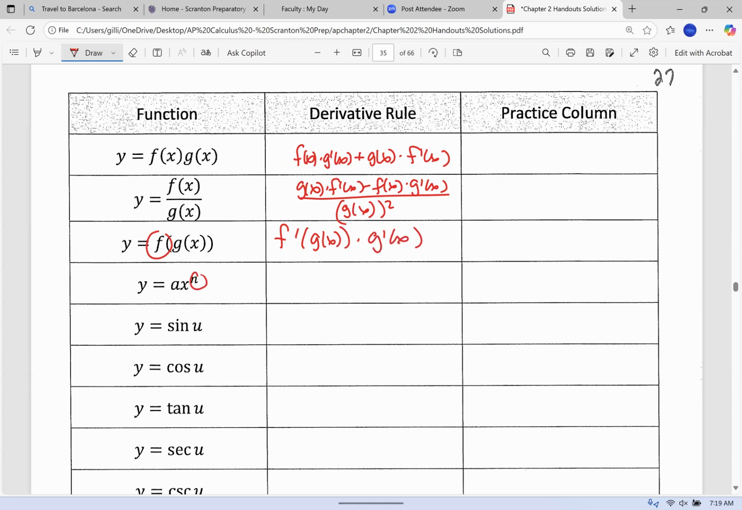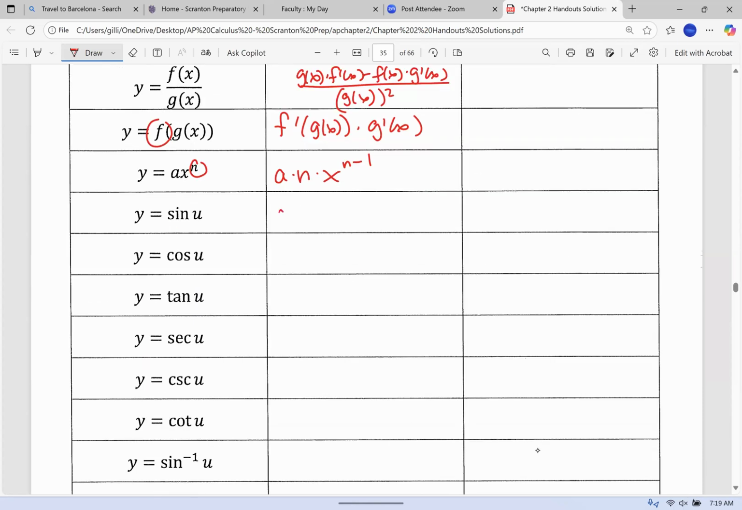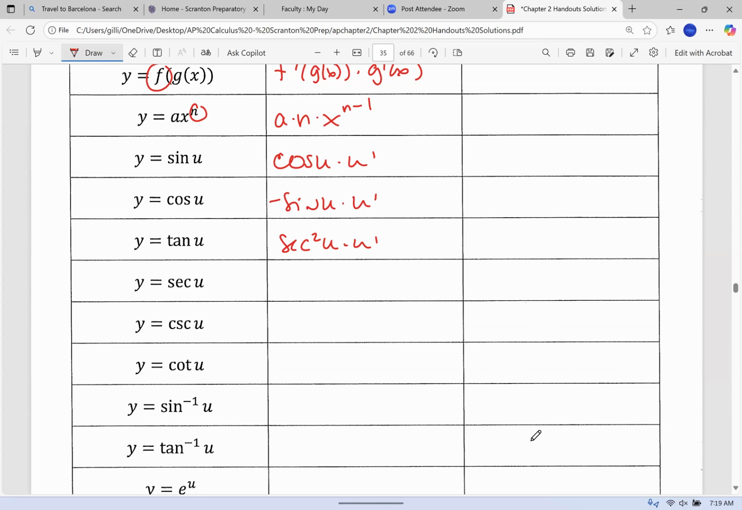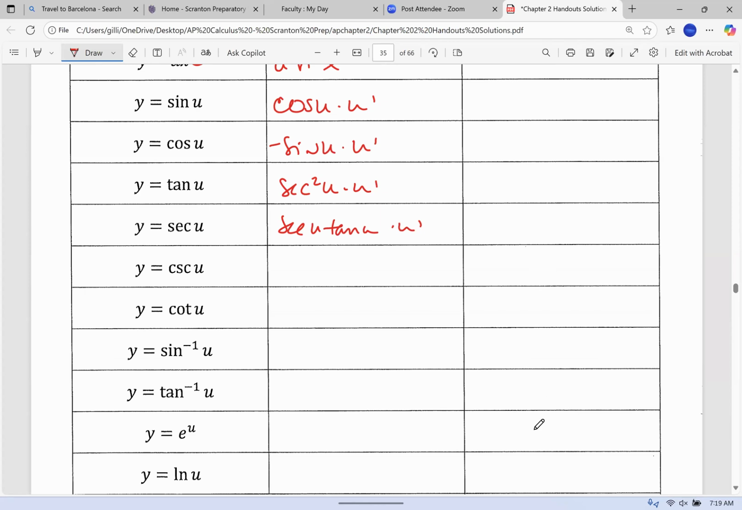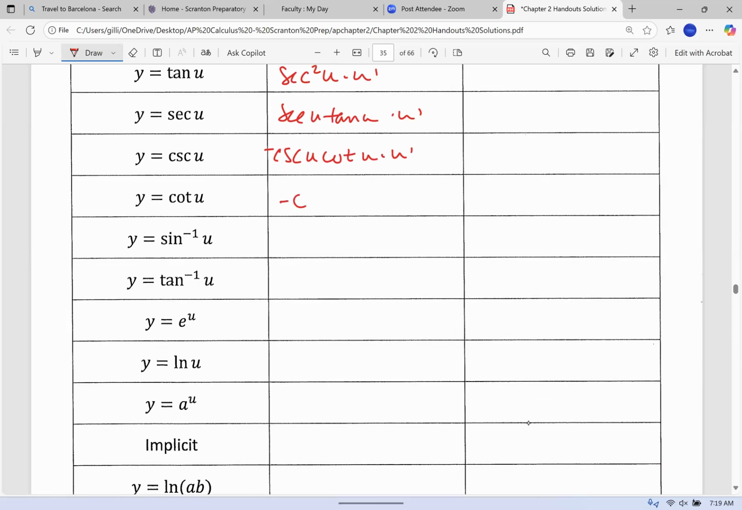This is our power rule. We'll drop down the power and multiply, repeat the x, and decrease the power by 1. The derivative of sine u is cosine of u times u prime. Can't forget the u prime. Derivative of cosine u is negative sine u times u prime. The derivative of tangent u is secant squared u times u prime. The derivative of secant is secant u, tangent u times u prime. The derivative of cosecant u is negative cosecant u, cotangent u times u prime. And the derivative of cotangent u is negative cosecant squared u times u prime.